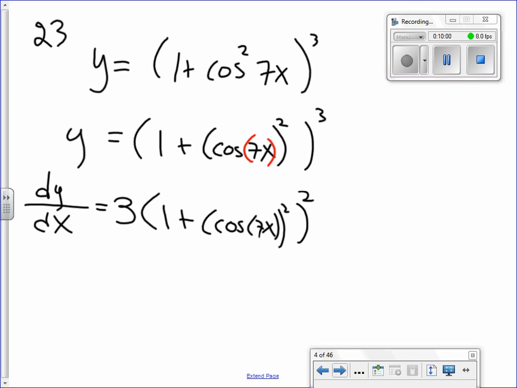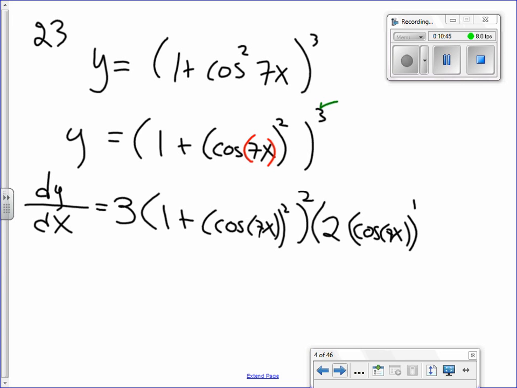So we took the derivative of the outermost layer. Now we want to take the derivative of the inside. Well, the inside is a sum, 1 plus something else. To take the derivative of a sum, you take the derivative of each term. So I'll take the derivative of the 1. Then we get to the second term, and we have to go back to the chain rule. Where do we start with the derivative of cosine of 7x squared? 2. We leave the inside alone, so it's cosine of 7x.